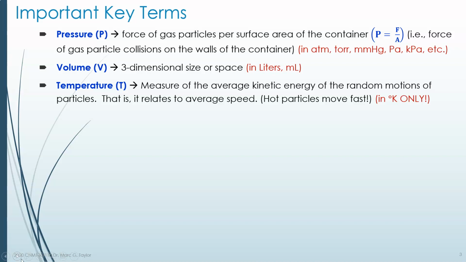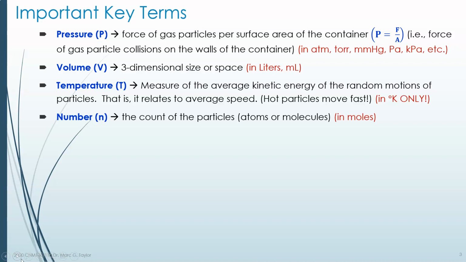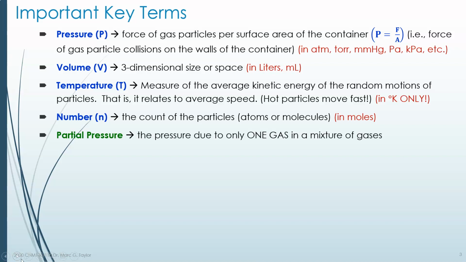So anytime you're using temperature in a gas law formula, you must use Kelvin degrees. You can't use any other form. You can't use Celsius or centigrade. You can't use Fahrenheit. The number, as I mentioned, is the count of the particles, and we always measure this in moles. Occasionally, another metric unit like millimoles or nanomoles of material, but generally in moles.